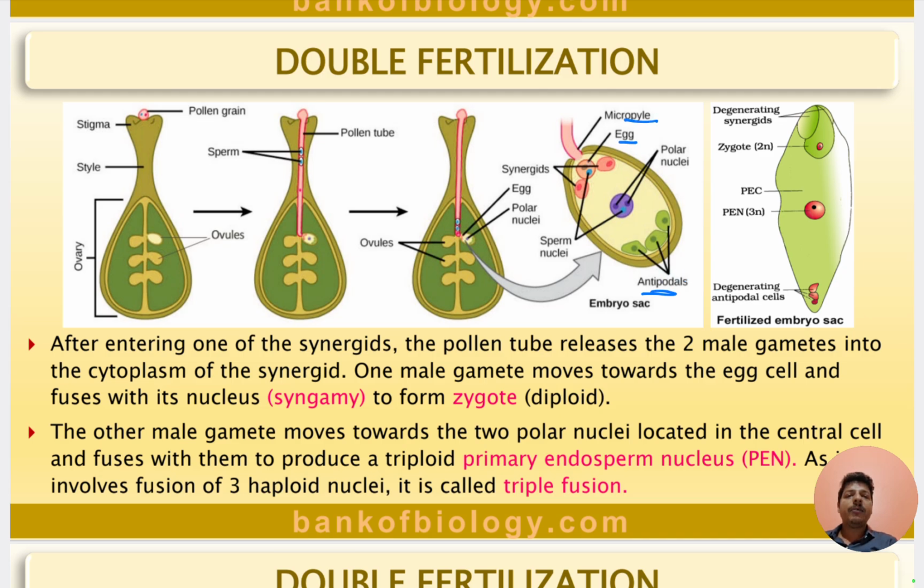The micropyle is where the egg cell is, and synergids are also here, and one sperm or one male gamete fuses with the egg cell, that is called syngamy, to form a zygote, and the other moves to the polar nuclei to form a triploid primary endosperm nucleus. Here it is mentioned 3N, means it is triploid. As it involves fusion of three haploid nuclei, it is called triple fusion.